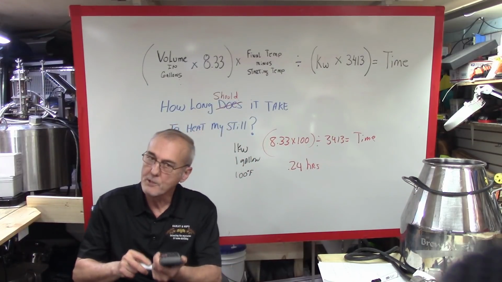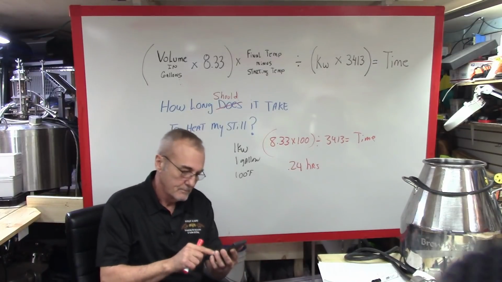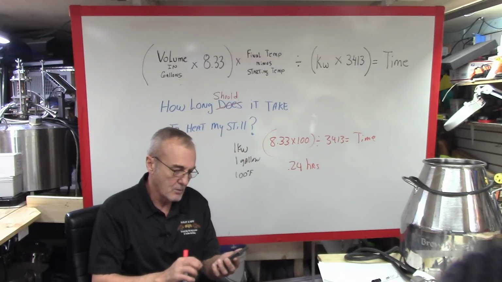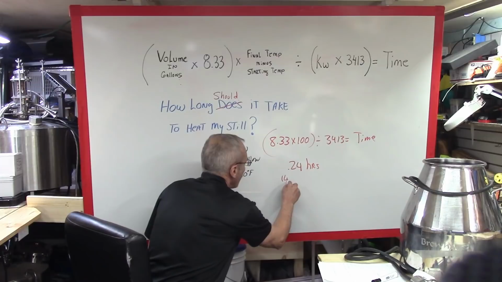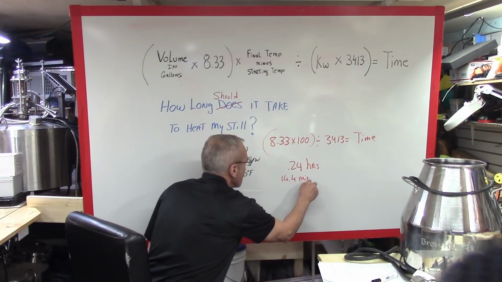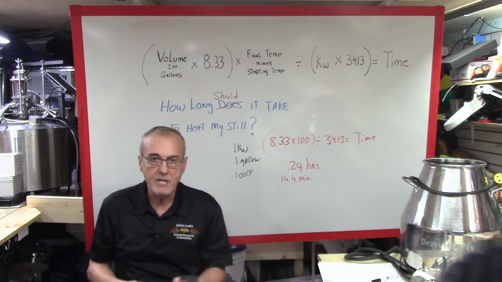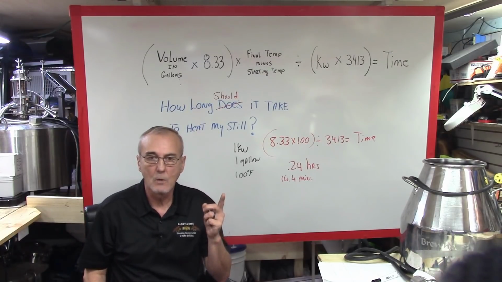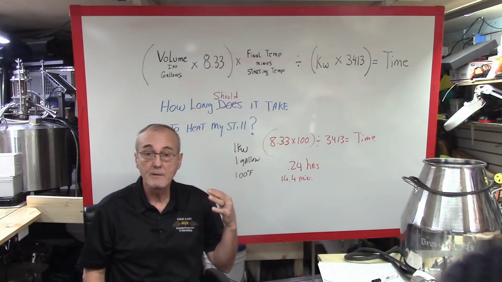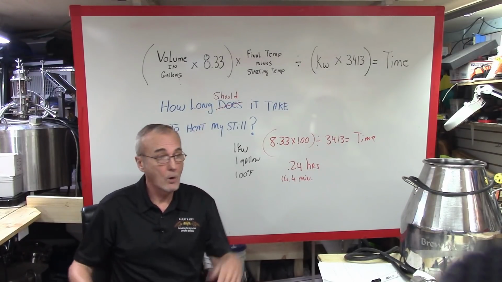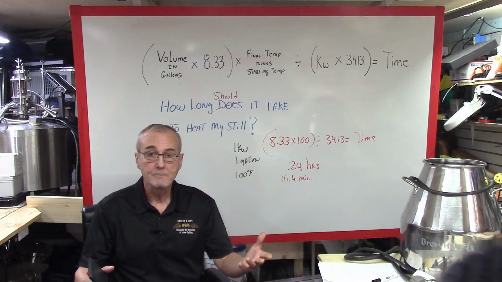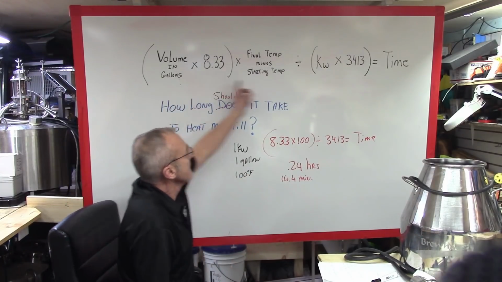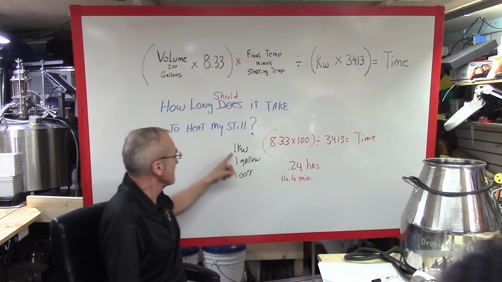How long is 0.24 hours? We've got 60 minutes in an hour. 60 times 0.24 equals 14.4 minutes. That's how long it should take to heat that 1 gallon of water 100 degrees with a 1 kilowatt heater element, or a 1 kilowatt propane burner, or a 1 kilowatt stovetop. So you understand that. See, that's as simple as it gets. We have reduced this down to something as simple as this.